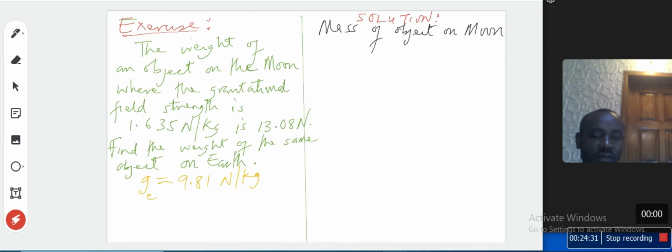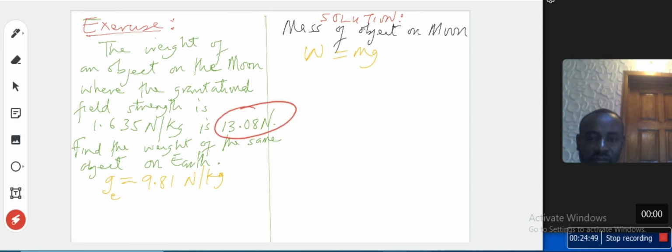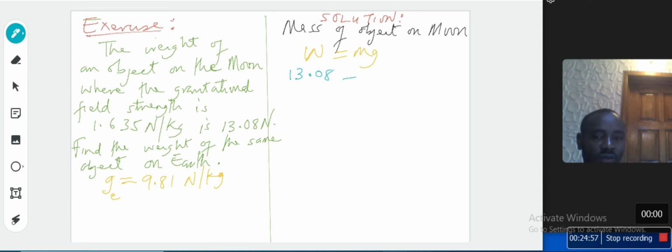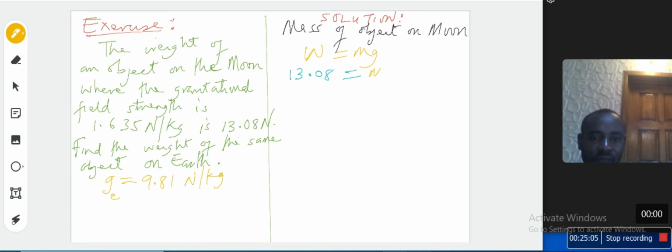So W is equal to mg, so M is equal to W over g. But you can even work it out without writing all those steps. What's the weight here? 13.08. So we have 13.08 in place of the weight. It's equal to, what's the M? It's the mass we're looking for. I just call it M, times g.